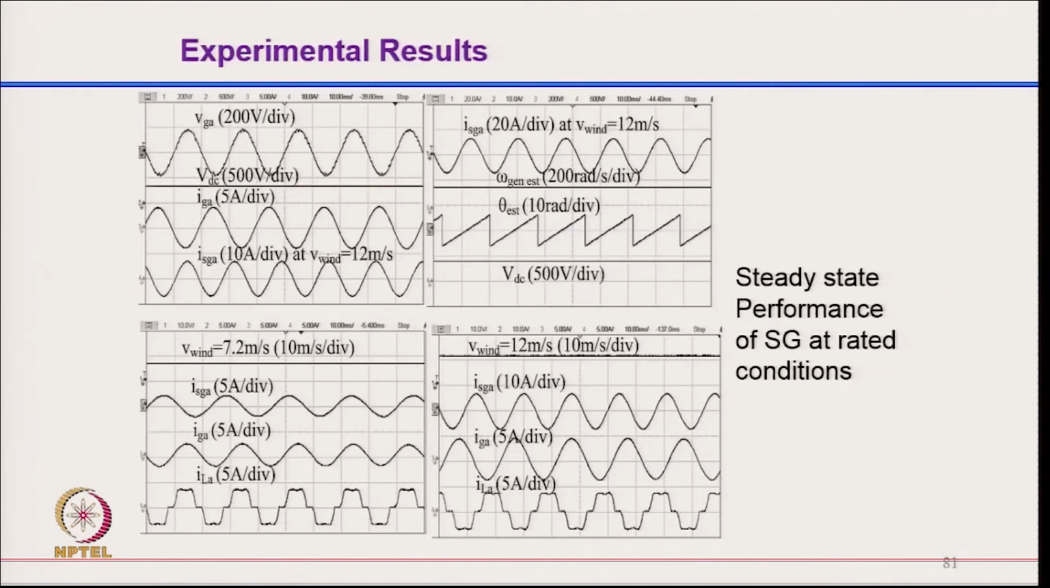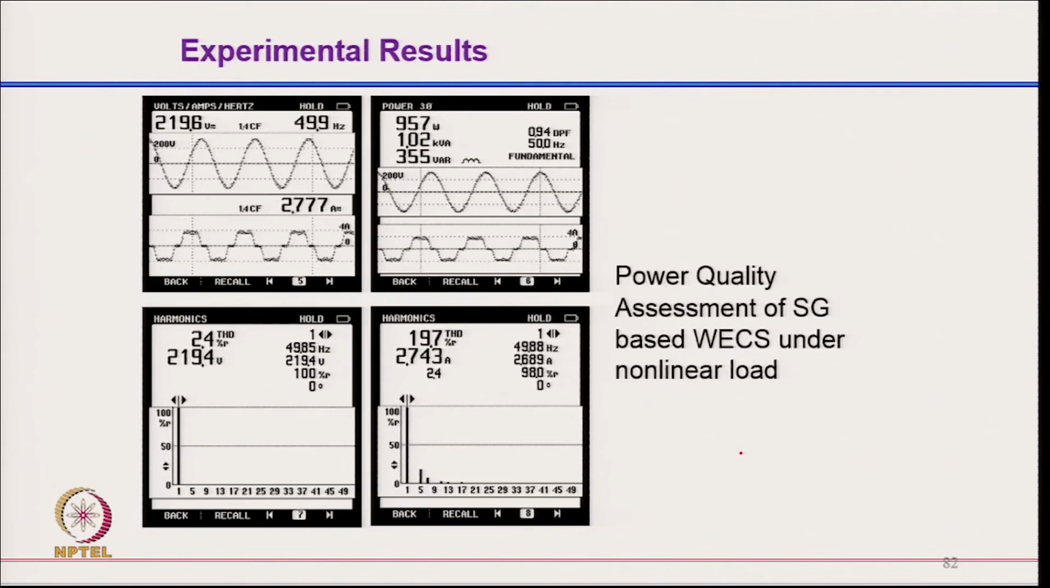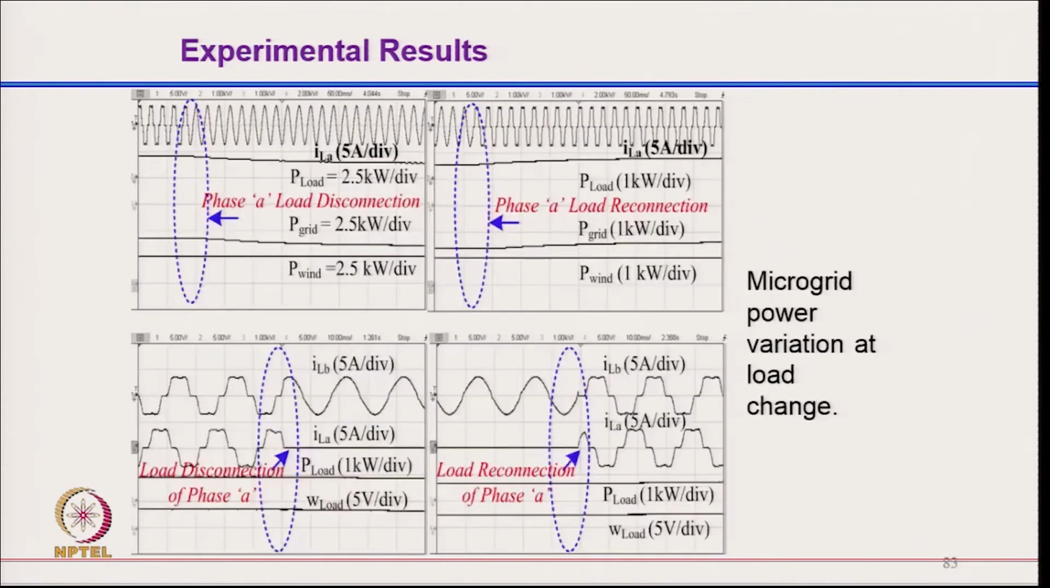And these are the typical results: the grid voltage, grid current, the estimated position, the DC link voltage and load current. The load current is non-sinusoidal, but the grid current is sinusoidal, and these are the signals corresponding to the reference current and grid current. You can clearly see here the THD in islanding mode is 2.4%, when the load current THD is 19.7%.